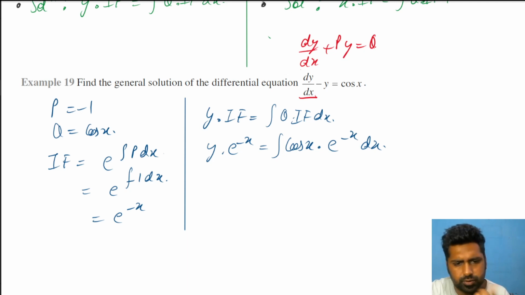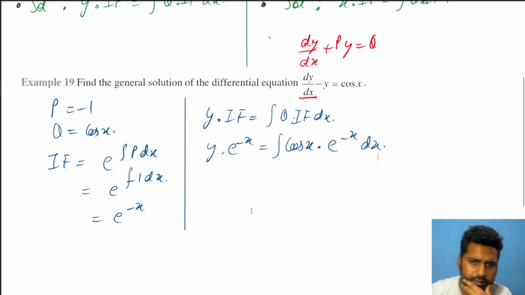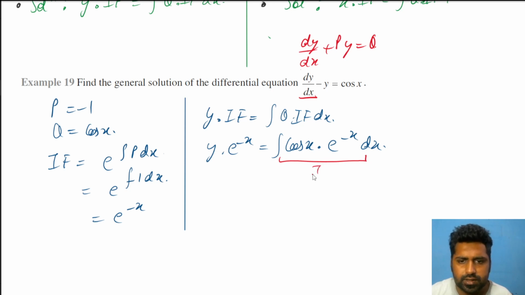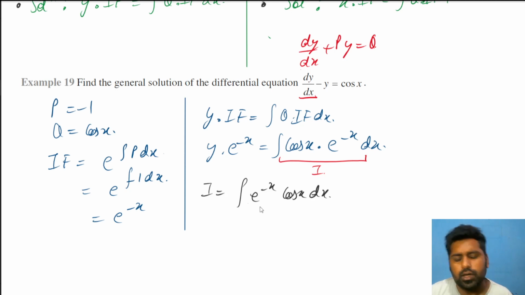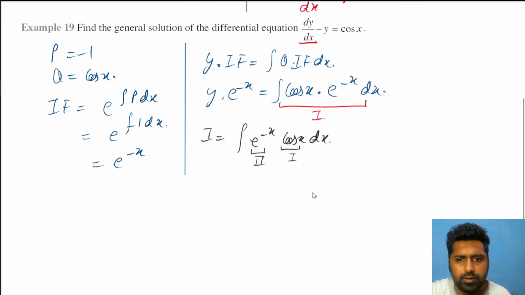Most of the questions are done actually by using by parts. Okay, so let's do by parts, because two different kinds of functions is there. Let's call this as I. Let's solve for I first. I is equal to integration e raised to power minus x cos x dx. Okay, ILATE. Okay, inverse is not there, log is not there, trigo is there. Call this as first function, call this as second function. Okay, algebra is not there, exponential is the last one.